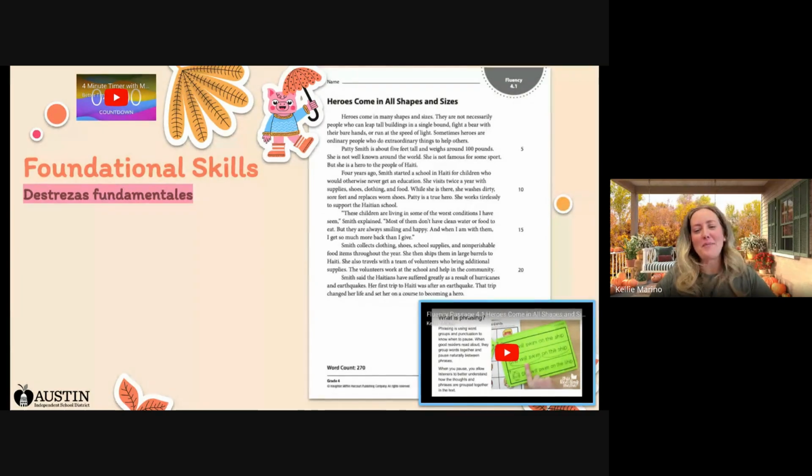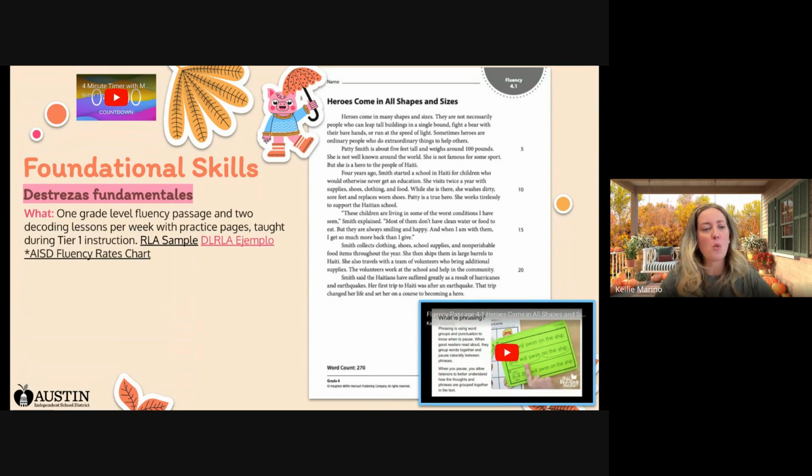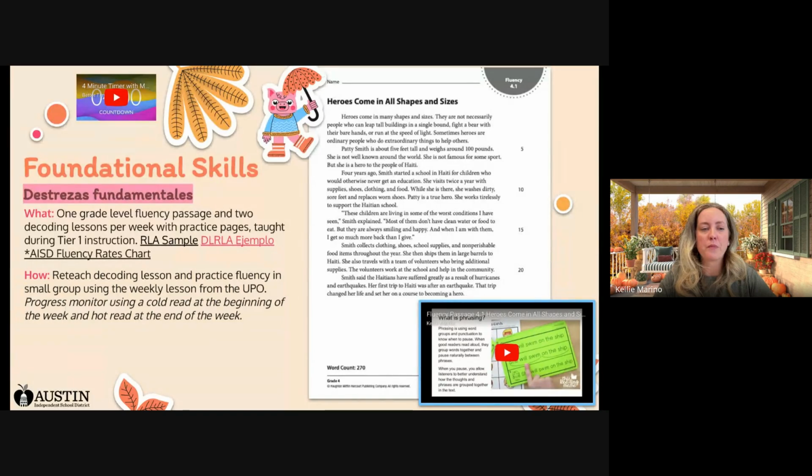All right. So let's look at the next resource that we can use for reading comprehension interventions. That's the foundational skills or the destrezas fundamentales materials. So what are these? So you have 1 grade level fluency passage and 2 decoding lessons per week with practice pages taught during Tier 1 instruction. And they look like this. Here's a practice page.